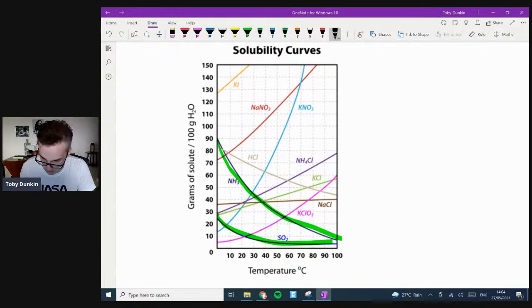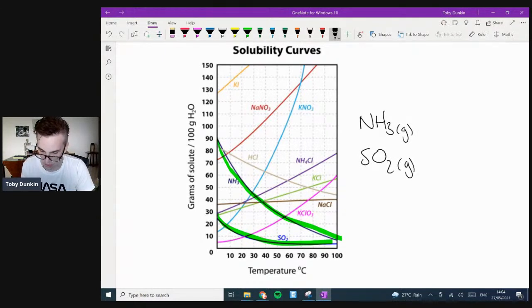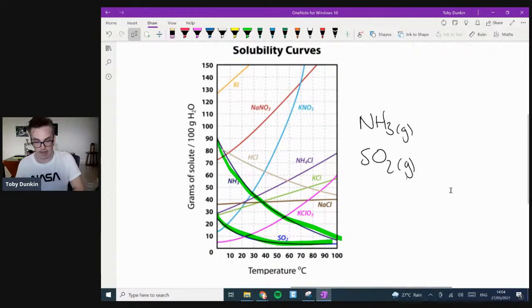So we have ammonia as a gas, and we have SO2, acid rain causing SO2 as a gas as well, and that one's decreasing also. So as you increase the temperature, you drive out gases.